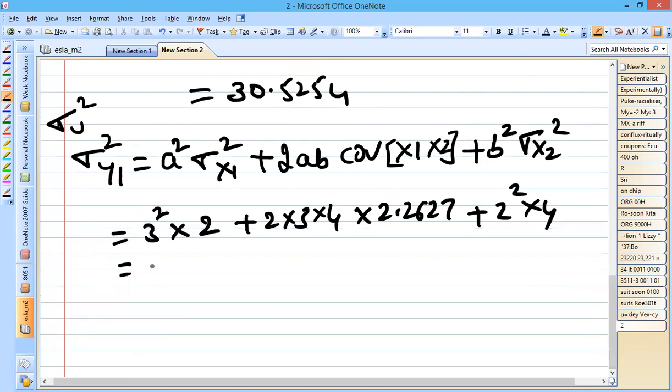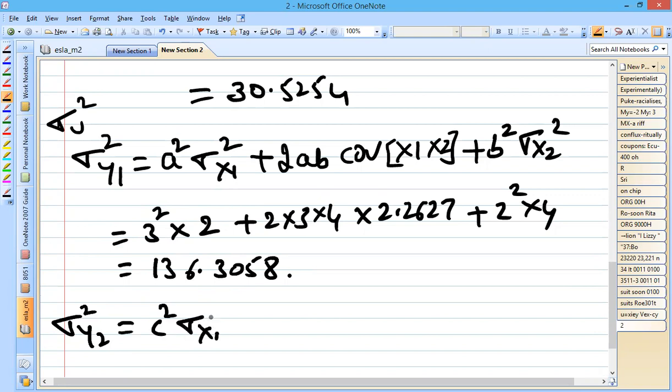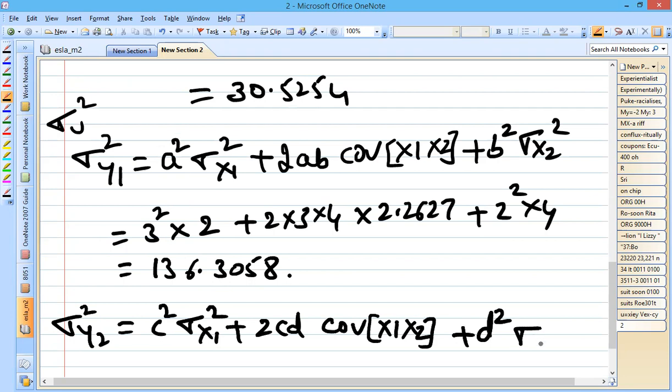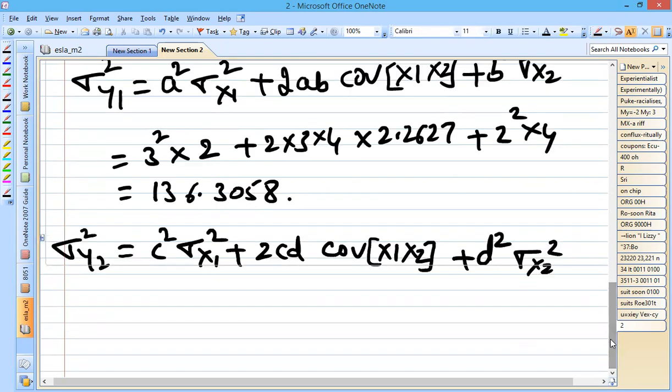And it is approximately, I think, 136.3058. And similarly, you can write the equation of sigma y2 square. So sigma y2 square will be in terms of c and d. So here, c square sigma x1 square plus 2cd covariance of x1 x2 plus d square sigma x2 square. So substitute the values of c and d along with the relevant values that are present in the equation.